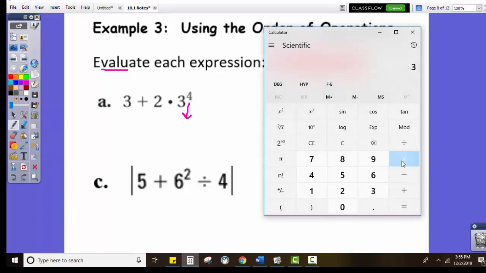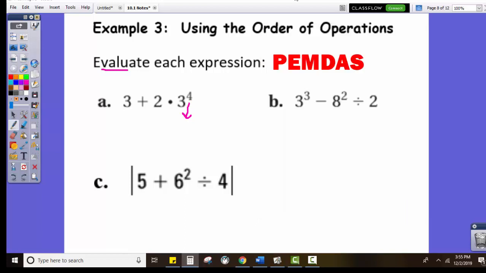And you're welcome to use a calculator. 3 times 3 times 3 times 3 is 81. So that part's 81. Then I'm going to bring the rest of the problem down. Most mistakes happen when you are not organized with your work. So do one step at a time and bring everything else down.